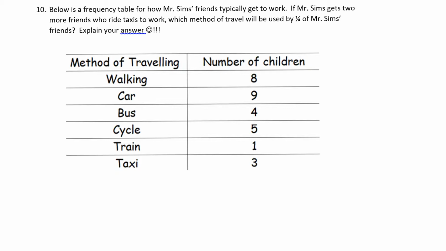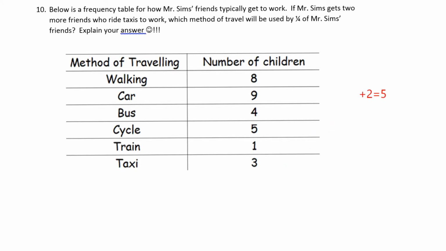So I'm just going to do that real quick right here. I'm going to just add 2. So now I have 2 more friends being added, and that's of course going to equal 5. So 3 plus 2 equals 5. Now I've added my other 2 friends to the taxi total, so now I have 5 friends who ride in the taxi.